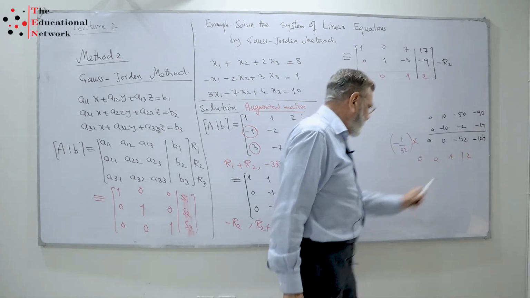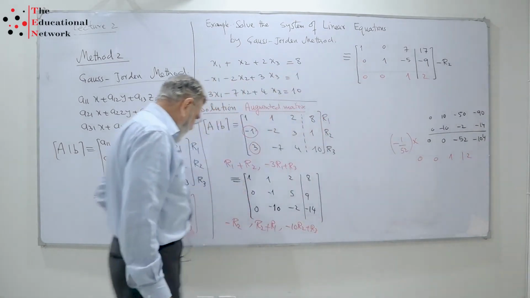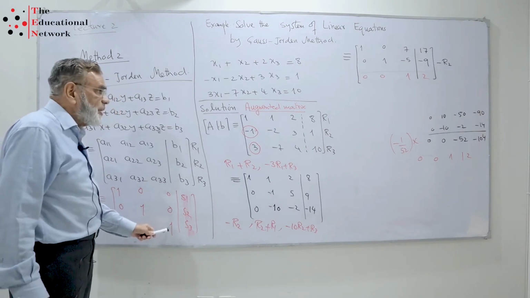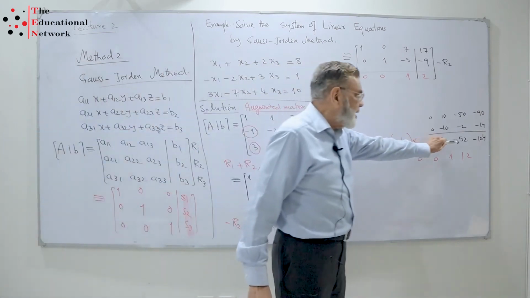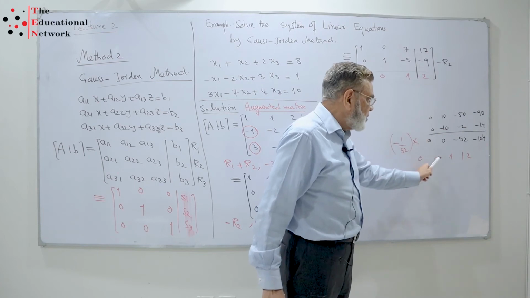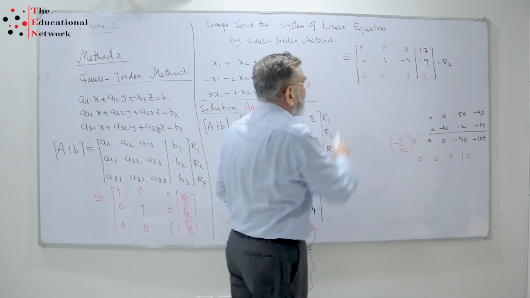I want to bring here 1, because here must be this one. I have seen this is 0, 0, 1. I want to bring here 1. I can see, I can immediately multiply by minus 52. I get 0, 0, 1, and we get 2. So this is my new matrix which you get.